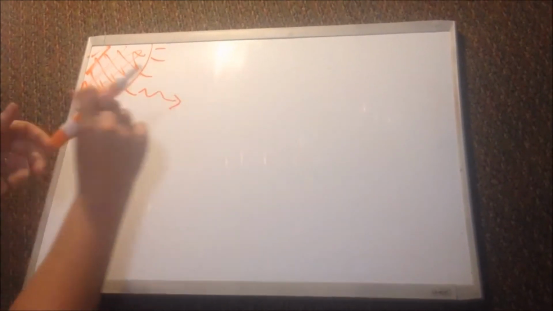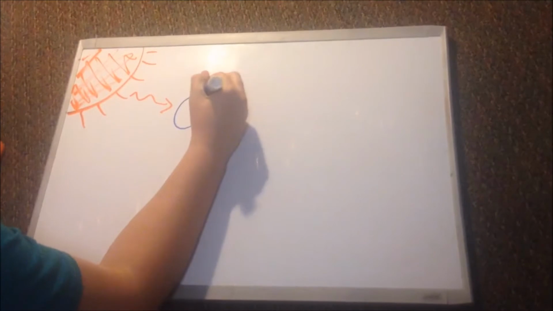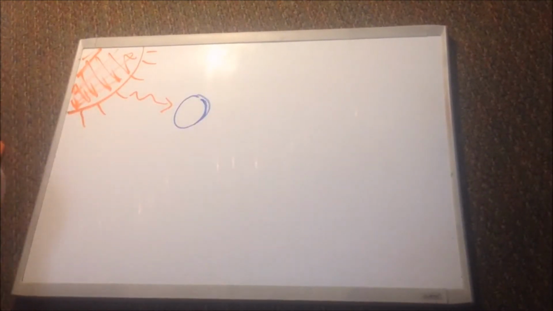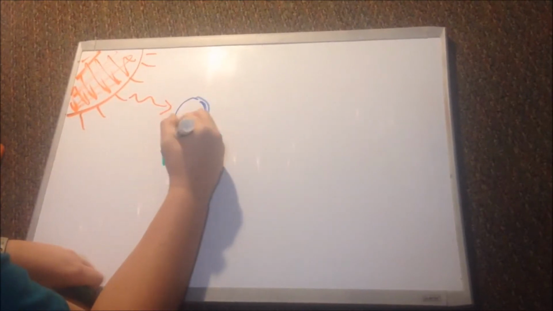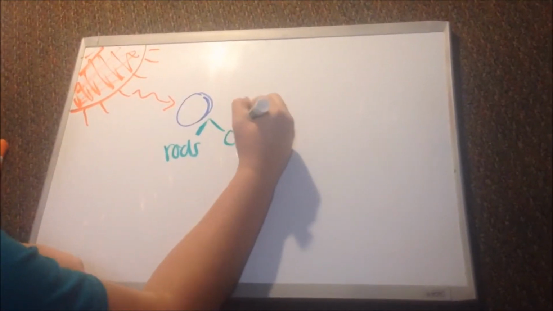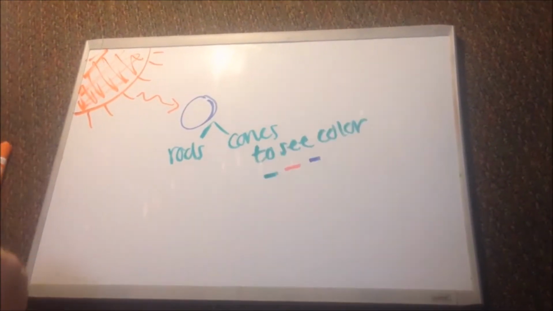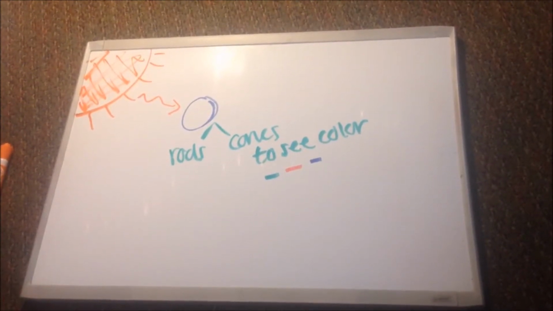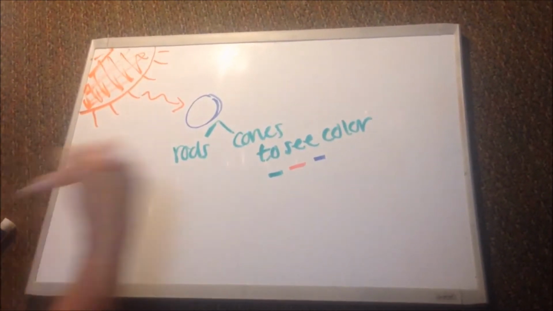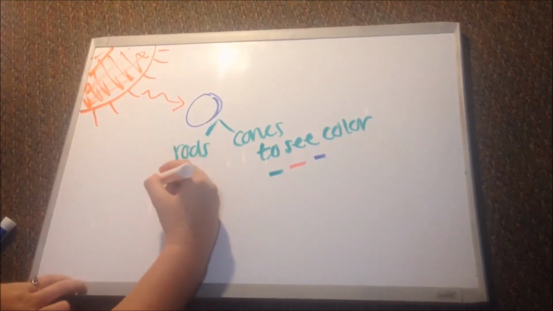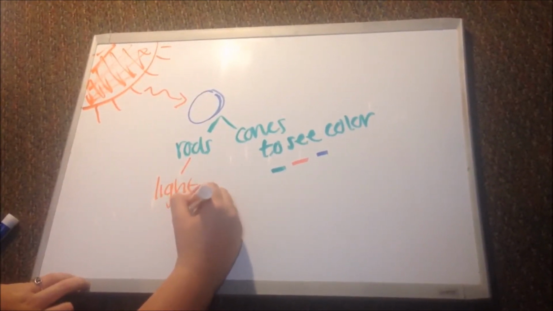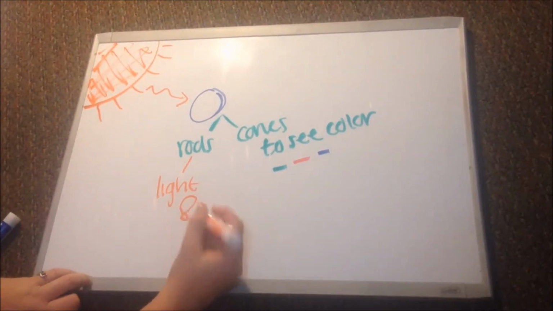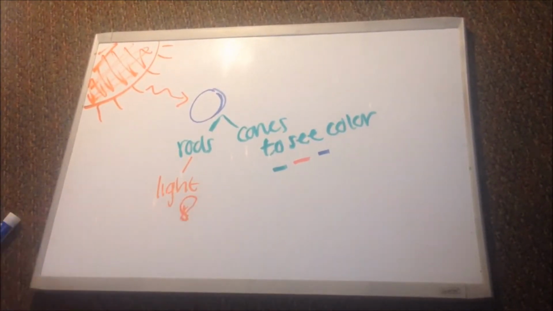Photons of light hit the retina of the eye. It consists of two things, which are called rods and cones. But we're going to look specifically at rods, which are known for seeing light. That's a light bulb.